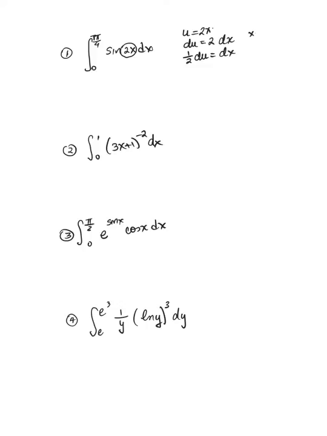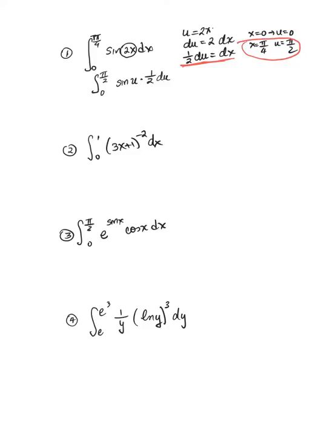And when x is 0, u is 2 times 0, which is 0. When x is pi over 4, u is 2 times pi over 4, which is pi over 2. So this as a u integral becomes 0 to pi over 2 of sine u times 1/2 du. Notice that we substitute this for the dx and these for the limits of integration.